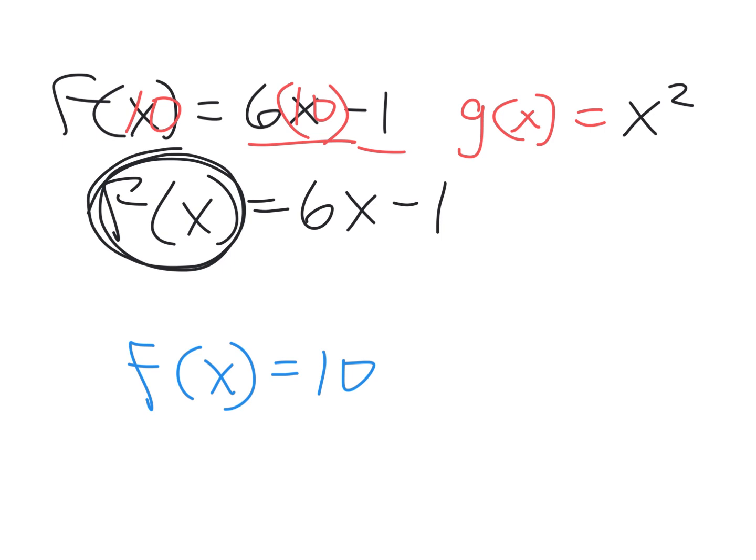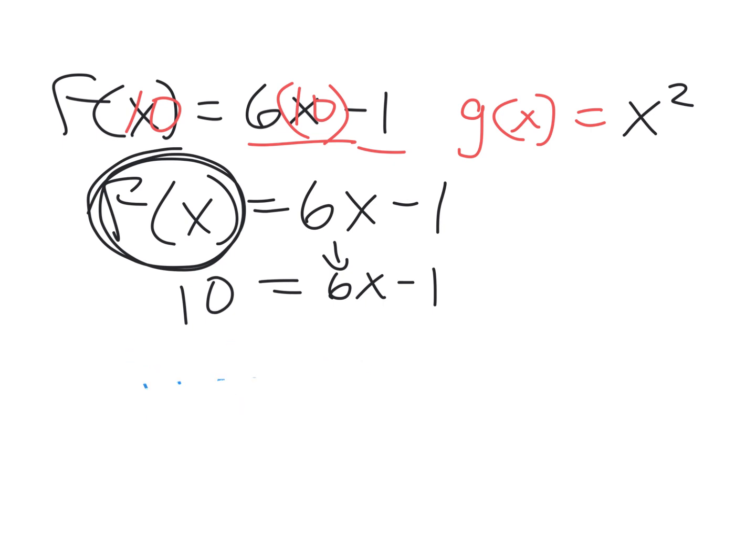Yes, you put the 10 there. F of x is 10, you put the 10 there. And I'm just bringing these down. 6x plus 1, or minus 1, sorry. Okay, how is that different? Instead of x was 10, f of x was 10. F of x goes there, and now it's an equation. And guess what? You got to solve the equation.